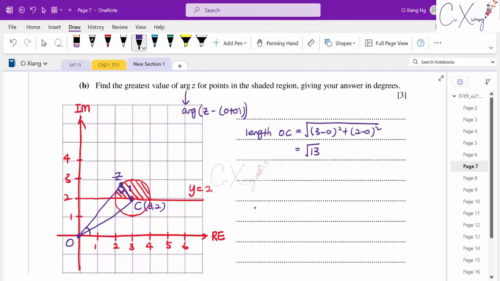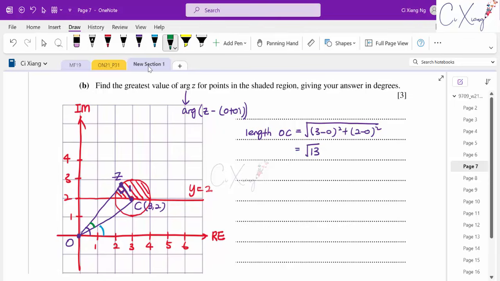Now I want to find the argument Z. The purple one is the argument Z. Basically, this argument Z is formed by two smaller angles. One angle is the angle inside the triangle, which I label in green. I hope you can see it. The other angle is the blue one, which I label in blue. So to get the purple argument Z, it is basically the green angle plus the blue angle. So how do we find the green angle?